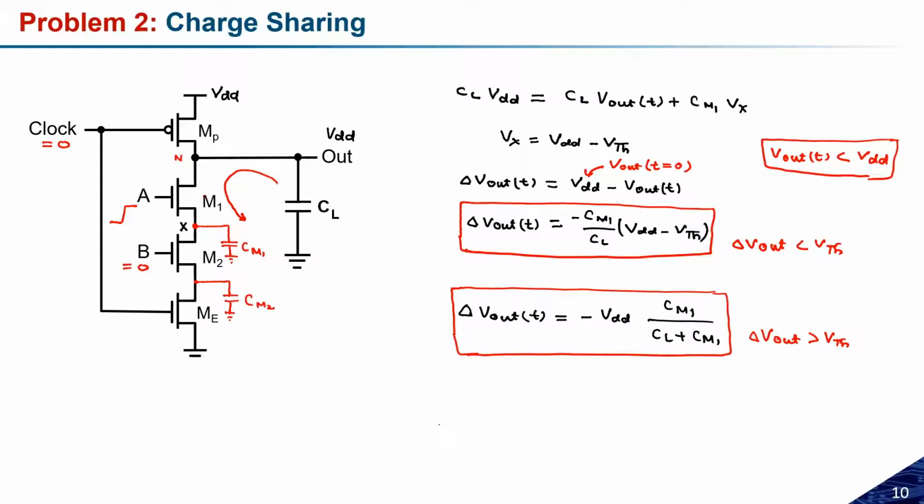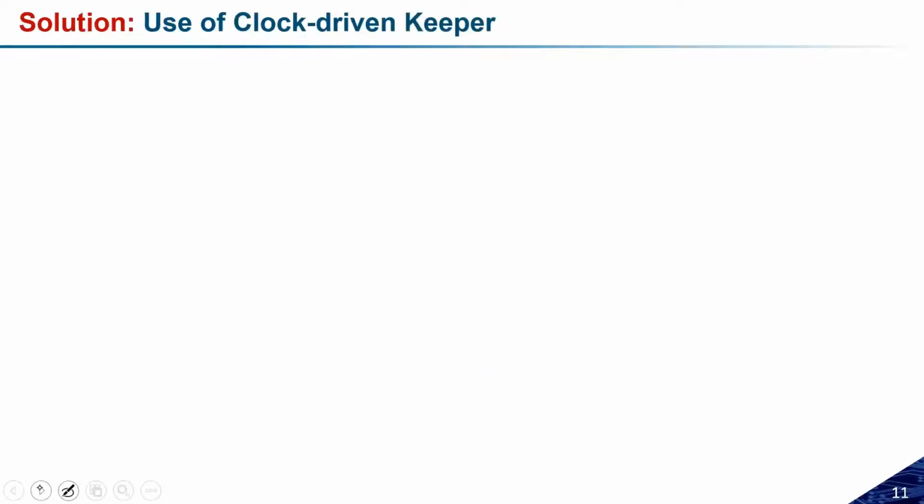So at the layout level, we can think of removing this charge sharing problem, but again 100% of the internal capacitance cannot be removed. So there will always be the charge sharing problem. Okay, so to overcome that problem, what we can do is consider a clock driven keeper transistor, as I have already discussed in yesterday's lecture.